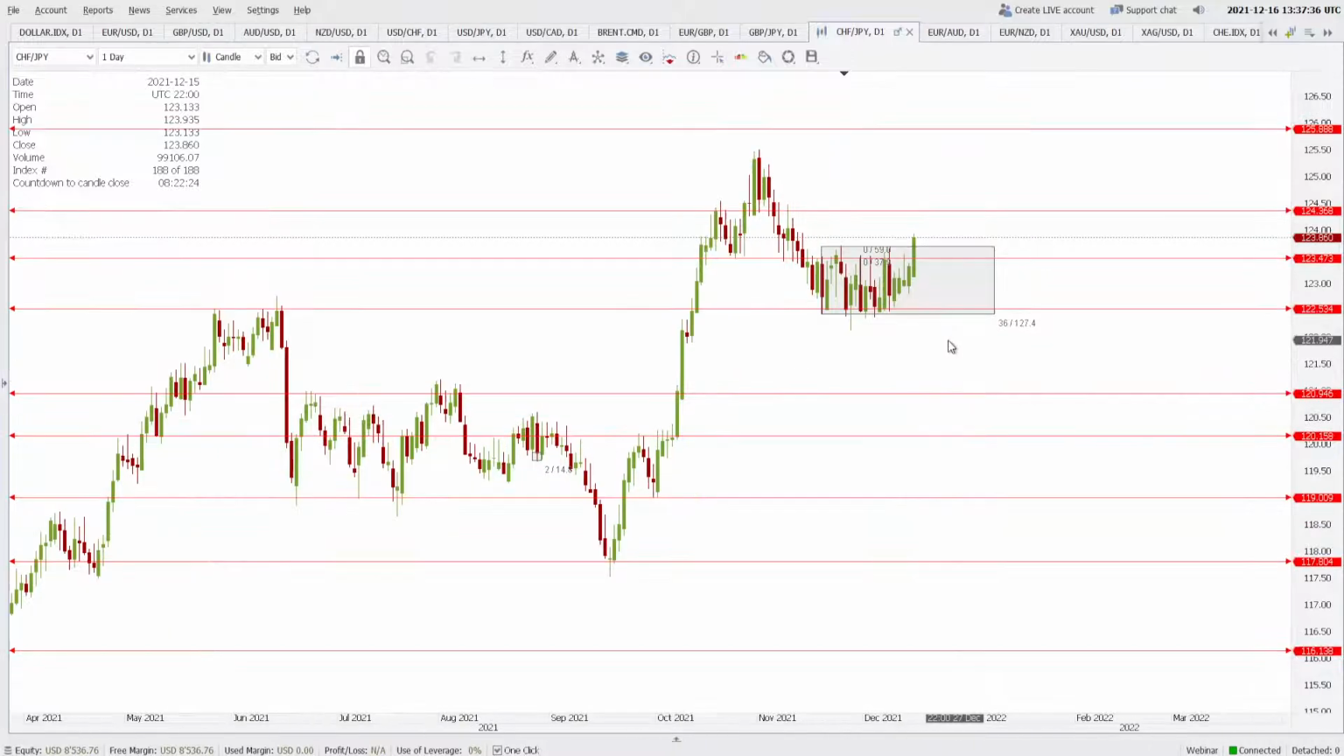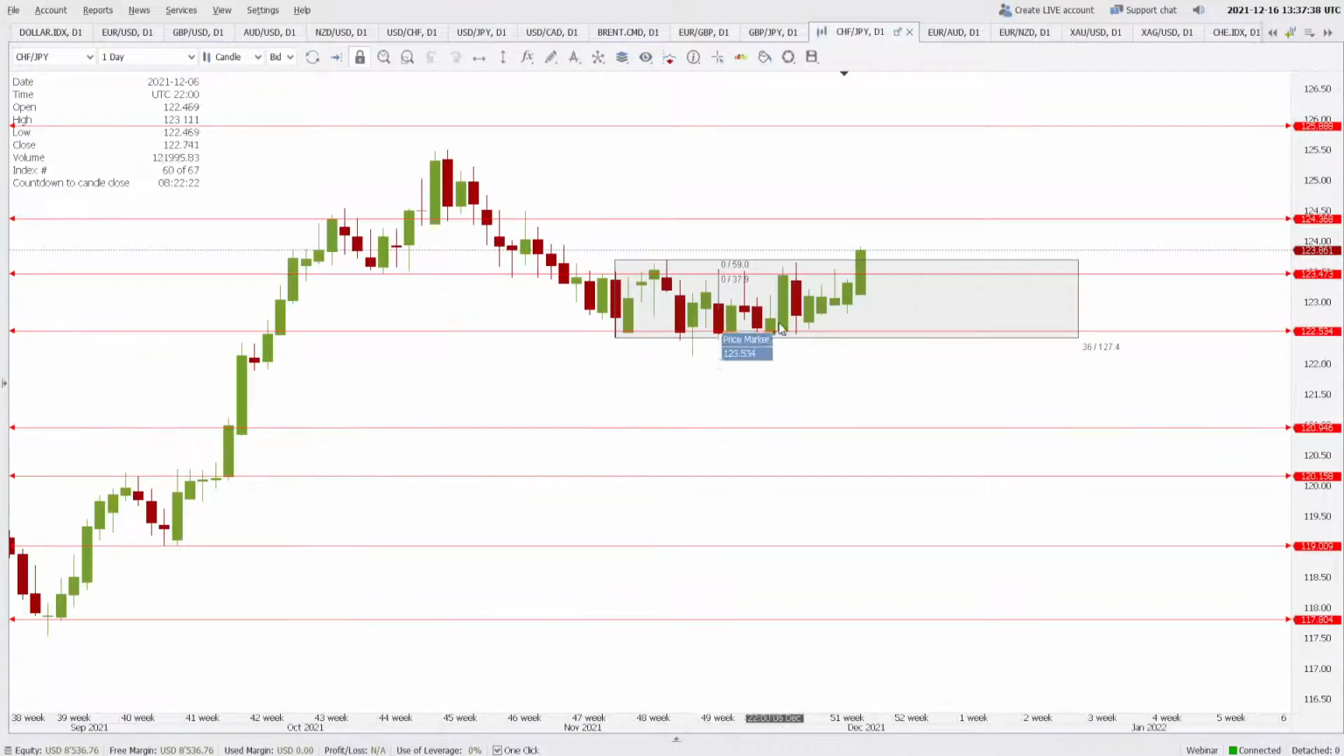Talking about the CHFJPY, it has broken through this rectangle pattern, but we need a close above this level of 123.65. If that happens, then 124.36 will be exposed in this market. Any close above 124.36 will expose 125.88. On the lower side, if we see a close below 123.47, that will open the way to 122.53 again.